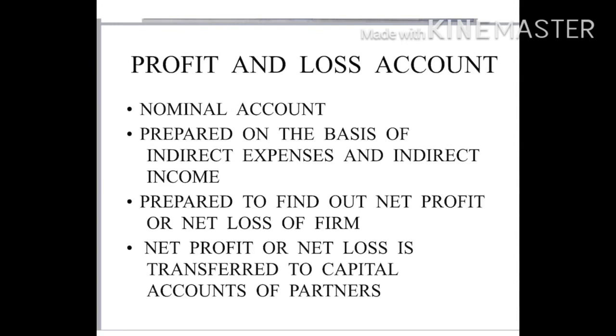This is a specimen of profit and loss account. Now, profit and loss account being a nominal account, all of you know what are the rules of nominal account. Debit all expenses and losses, credit all incomes and gains. Now, all indirect expenses will be on the debit side and all indirect income will be on the credit side. Now, what is indirect expense?